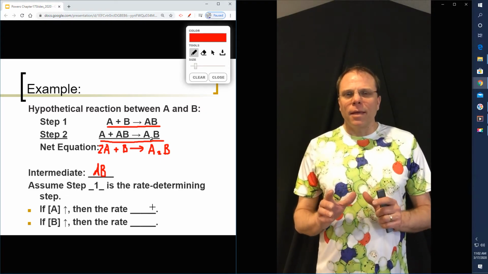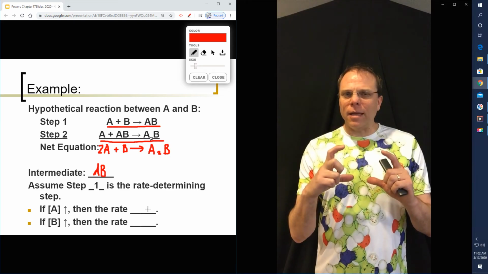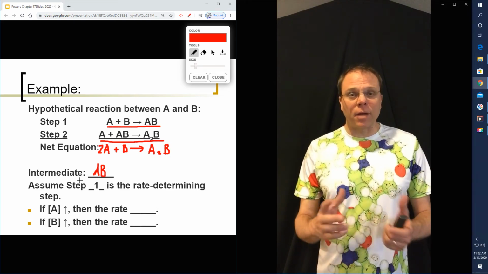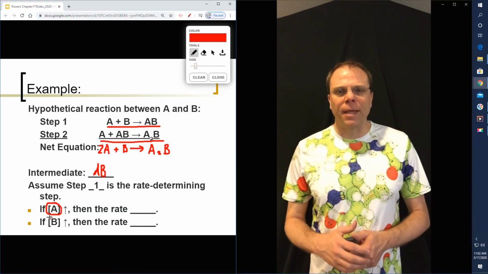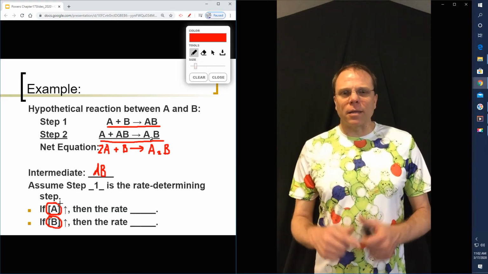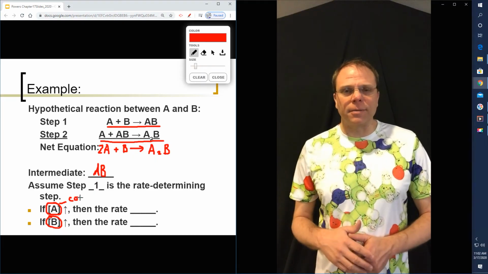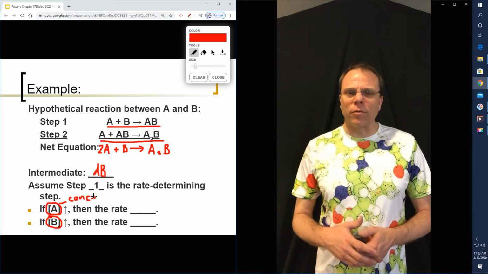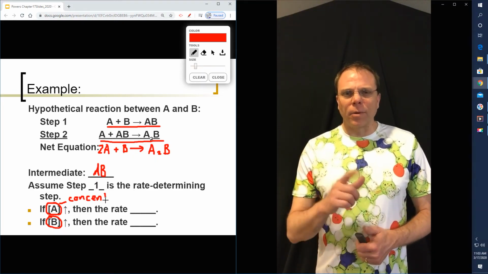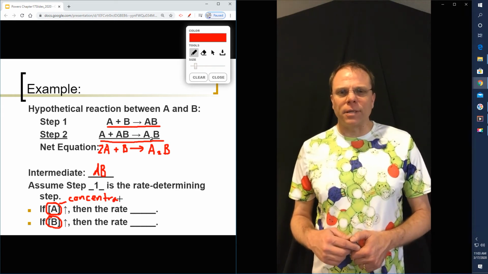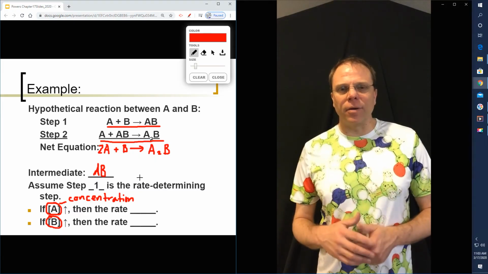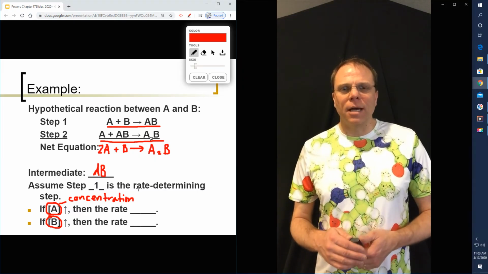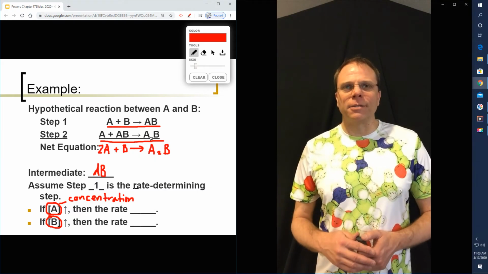Now, if you see A in brackets, that means it's talking about the concentration of A. If you see B in brackets, it's talking about the concentration of B. So, if we take the concentration of A and increase it, what happens to the overall rate of the reaction? Well, we're going to learn a little bit more about this as we talk about the actual K value and the R values when we talk about this in determining our rate laws.